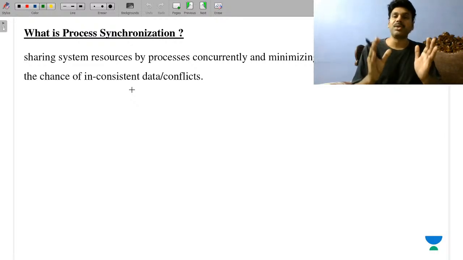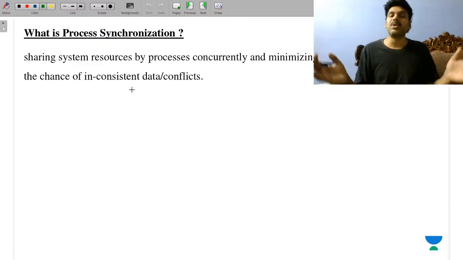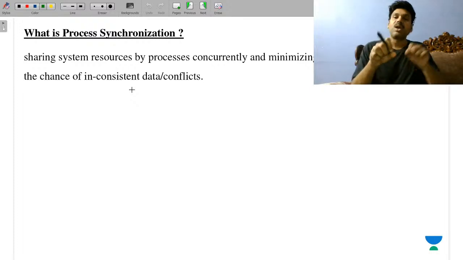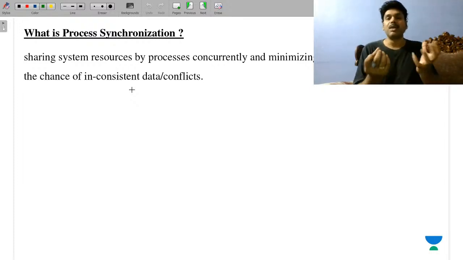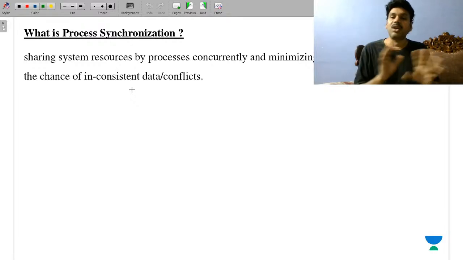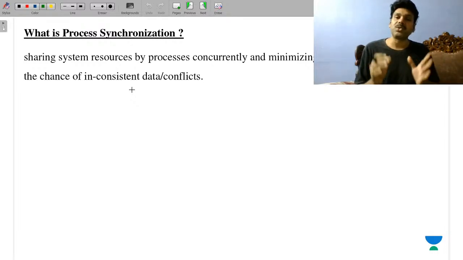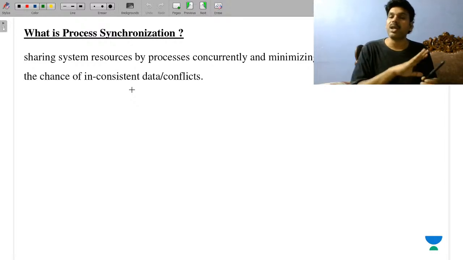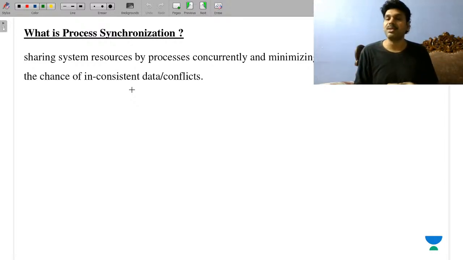There must be a common resource and there must be multiple processes or threads trying to access it, trying to put their hands in the box and pull things out. What process synchronization tells you is that even if you try to put your hands in, it does not allow you to do so together.